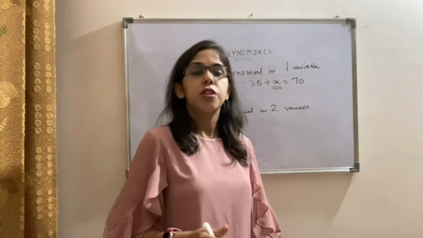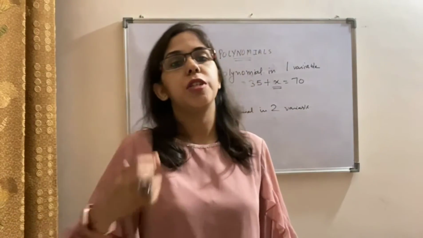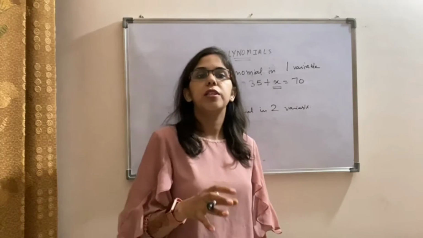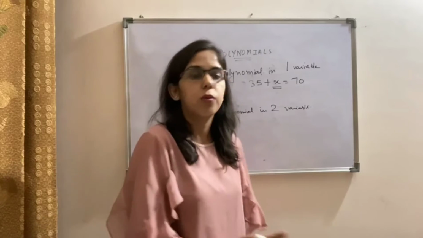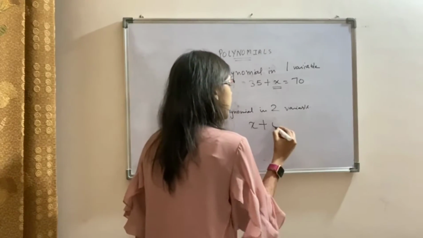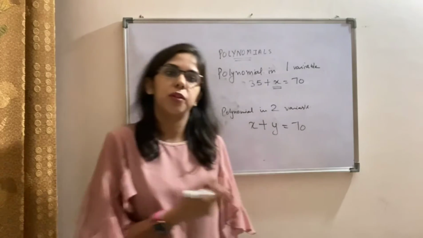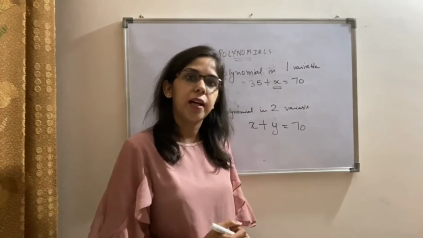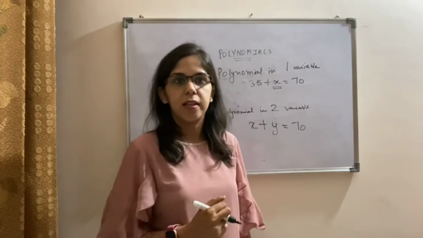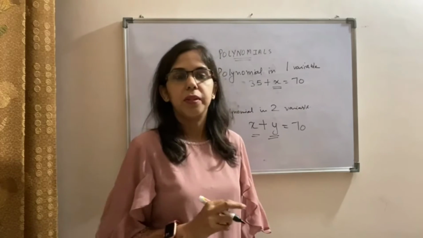But suppose she doesn't tell me the ages of her father and mother, and she just tells me that she adds up both the ages and gets 70, right? Suppose I don't know the ages of both parents, okay? So what would I write? x plus y equals 70, right? Because I don't know the age of both the parents, okay? So here, how many unknown quantities are there now? 2 unknown quantities. So that means I would say it's a polynomial in 2 variables.